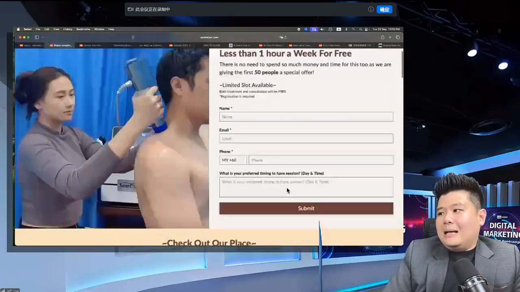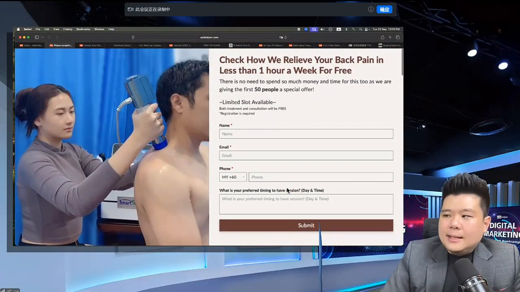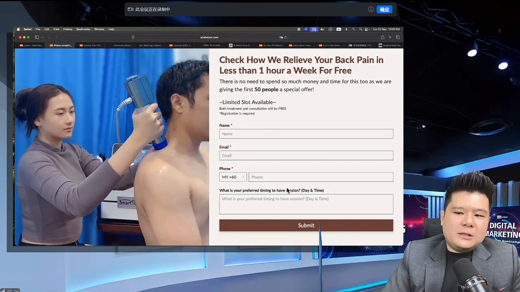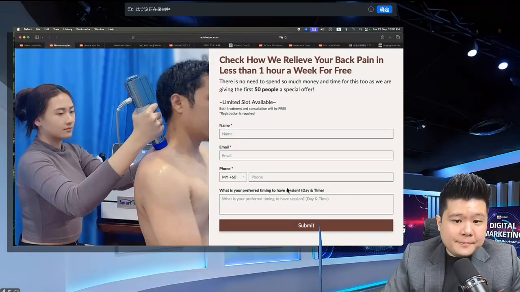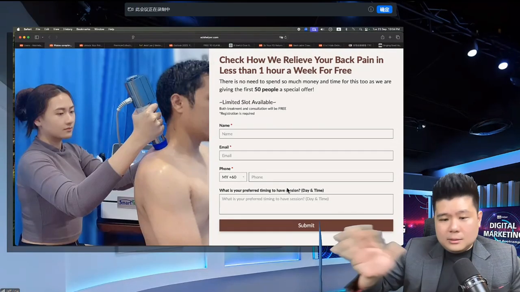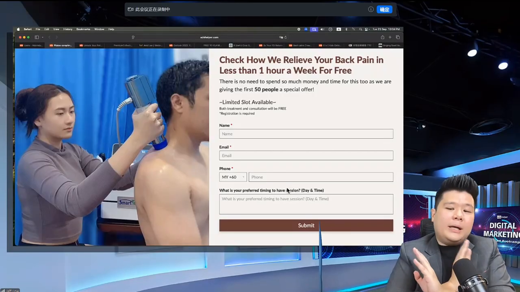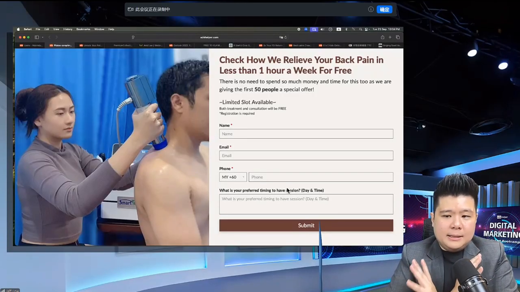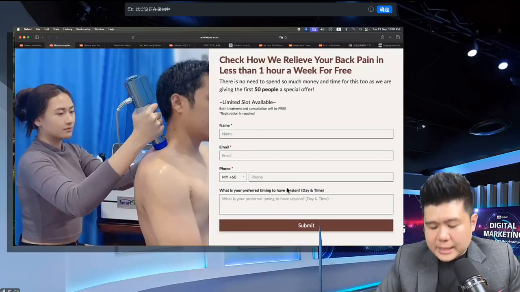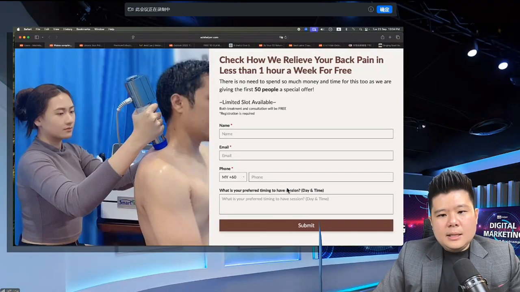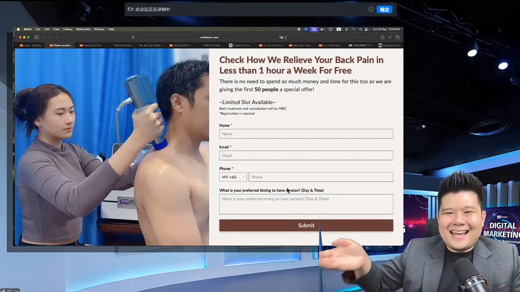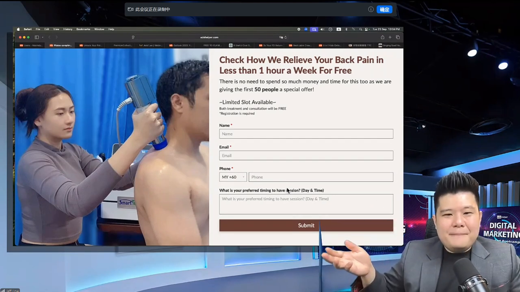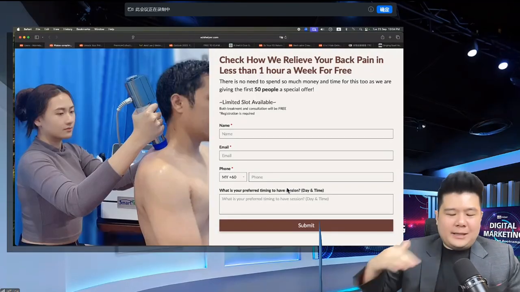Some of you might ask, what's the difference between a landing page and a website? How many of you don't know the difference? Give me an X. It's okay if you don't know, I will explain. Give me an X. Okay, good. Technically, it's a website, but practically it's used differently.